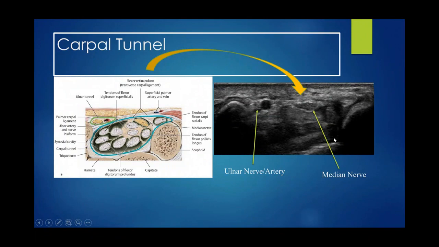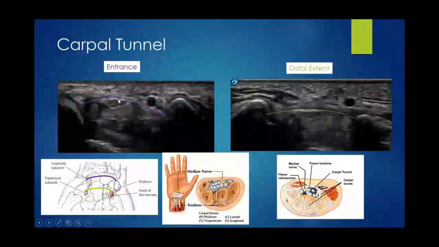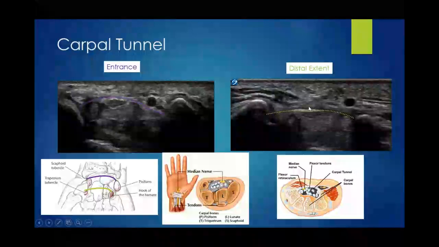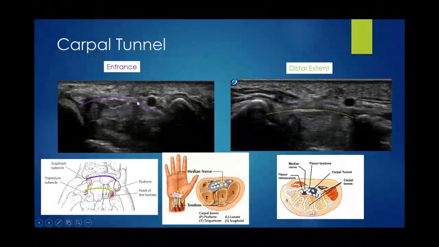So here's a sonographic image. The purple line here denotes the transverse carpal ligament. Here's the median nerve here in the center. The distal extent of the tunnel is the tubercle of the trapezium and the hook of the hamate. The dotted green line here is the rough location of the distal transverse carpal ligament. The distal aspect of the ligament is much thicker than it is volarly.